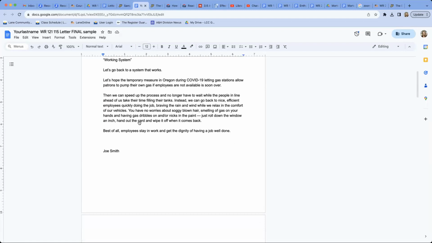Then we can speed up the process and no longer have to wait while people in line ahead of us take their time filling their tanks. Instead, we can go back to nice, efficient employees quickly doing the job, braving the rain and wind while we relax in the comfort of our vehicles. You have no worries about soggy blown hair, smelling of gas on your hands, and having gas dribbles on and nicks in the paint. Just roll down the window an inch, hand out the card, and wipe it off when it comes back. Best of all, employees stay in work and get the dignity of having a job well done. Joe Smith.